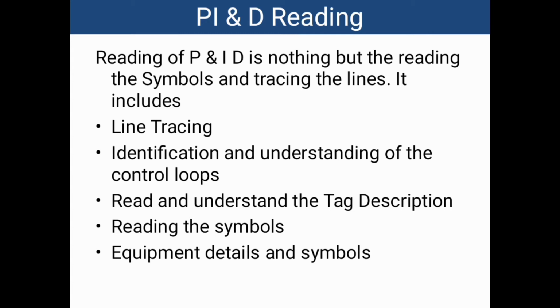Reading the P and ID is a very difficult task for a graduate engineer trainee. You have to walk along the pipelines, then come to the control room and see the P and ID, and trace other pipelines. So this P and ID reading includes line tracing, identification and understanding of the control loops, reading and understanding the tag description, reading the symbols, equipment details and symbols.